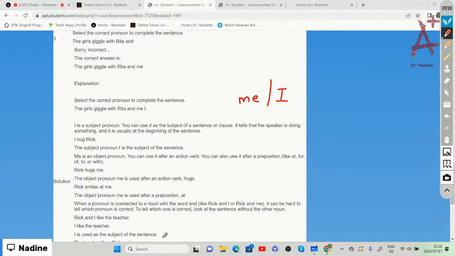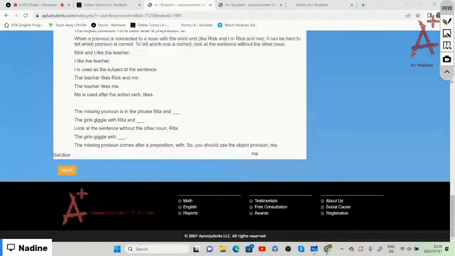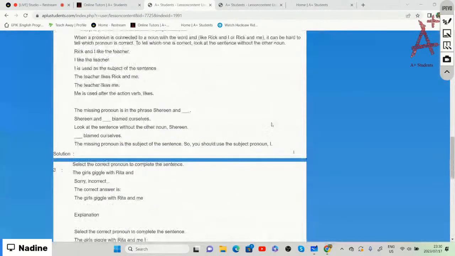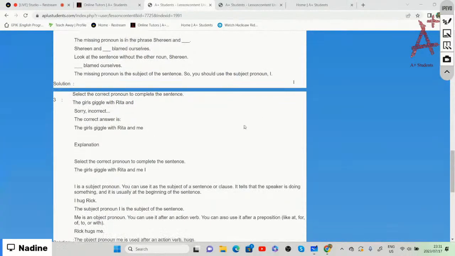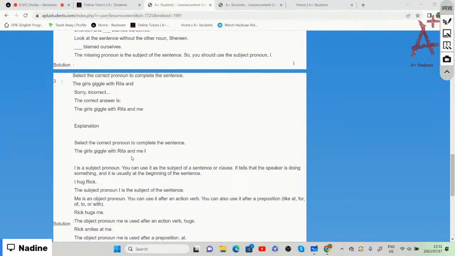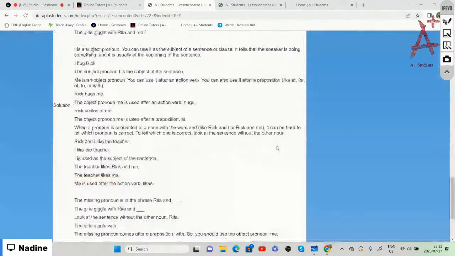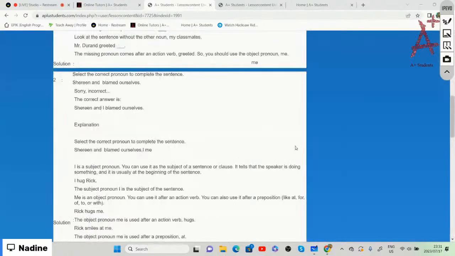All right, so we are going to choose the girls giggle with Rita and me. With me and Rita, me and Rita, or Rita and me. Rita and me. So me is the correct pronoun, and we said if we were to use me, it comes after the preposition with, right? Comes after the preposition with, and then it means that that is an object pronoun.